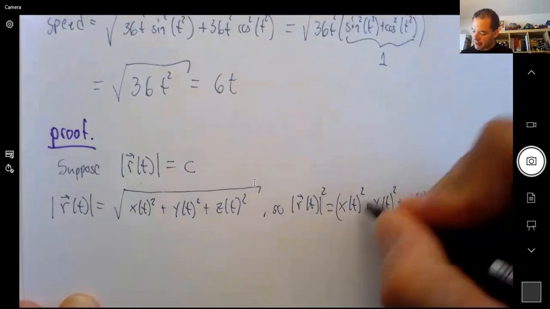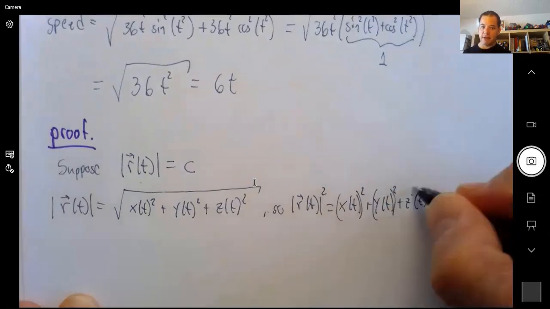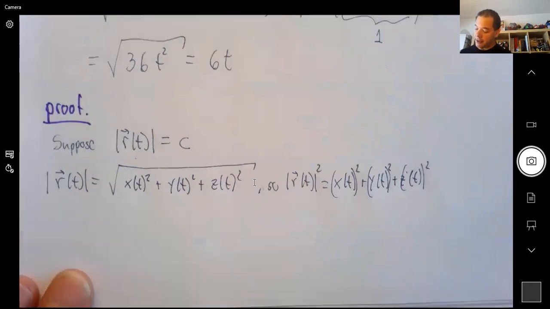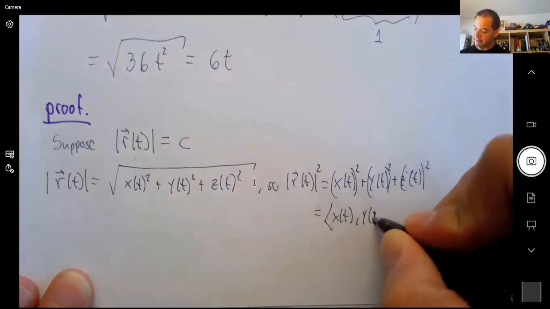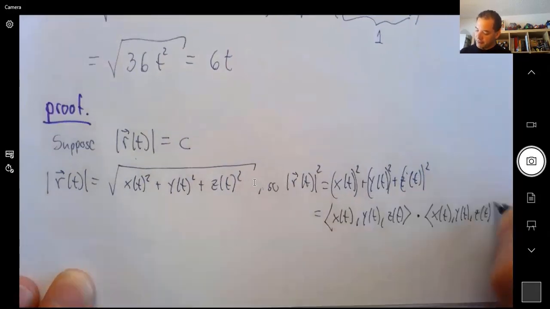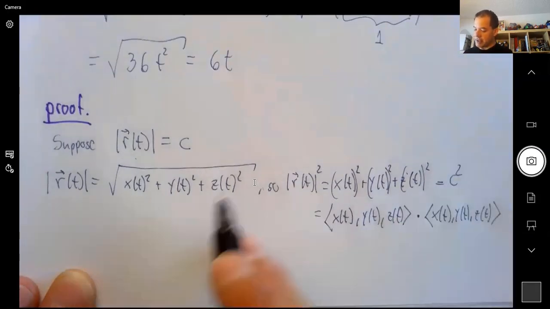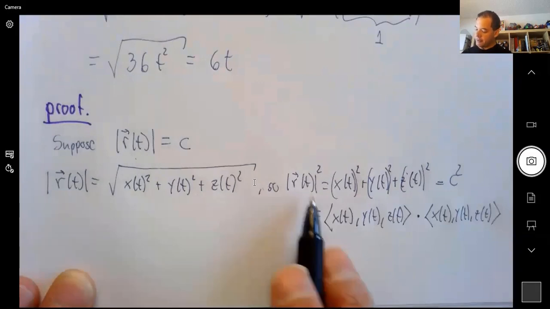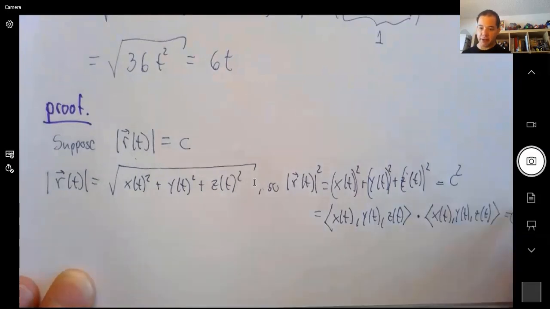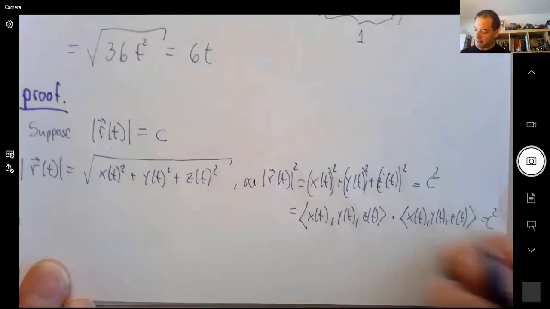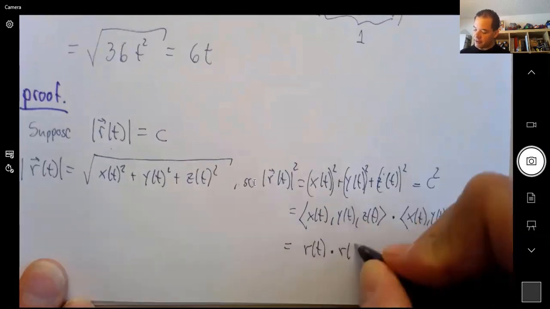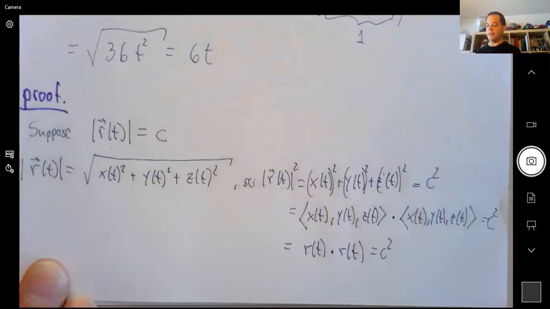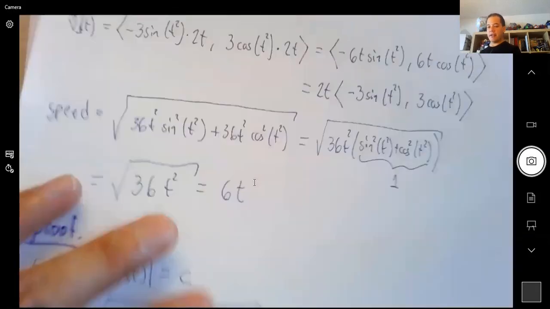Which is the same, if you think about it, as the dot product of the vector x, y, z with itself. So if the magnitude is c, then the magnitude squared is c squared. That means the dot product with itself is c squared, and the dot product with itself means r of t dot r of t is c squared. Okay? All right. Now, let's calculate the derivative.